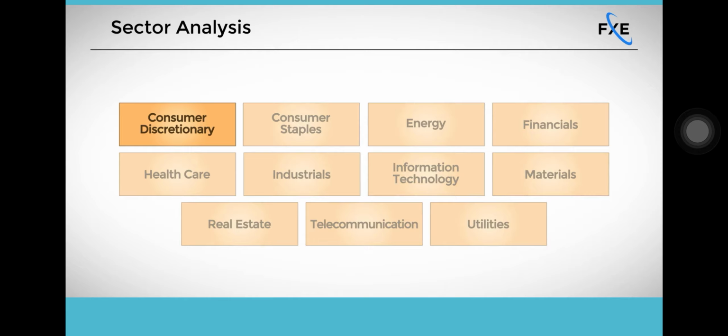Consumer discretionary. This is a category of companies that provide goods and services that are considered non-essential by consumers but would be desired if there was enough disposable income available. These items can include clothes, entertainment, and holiday spending.